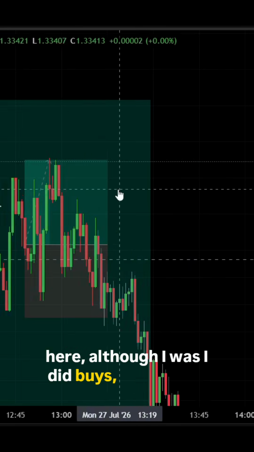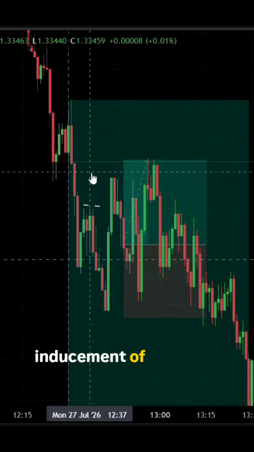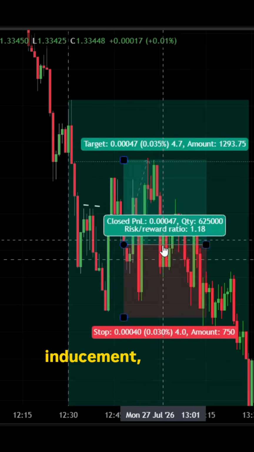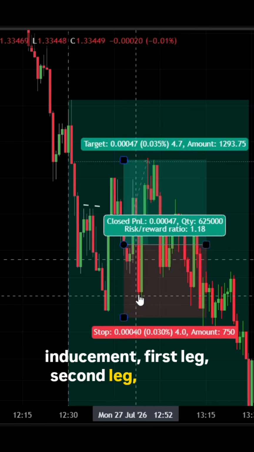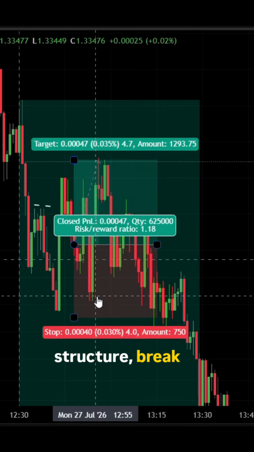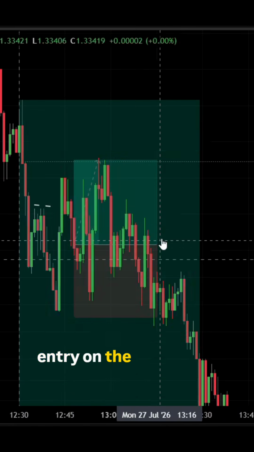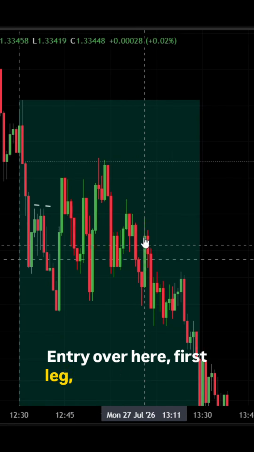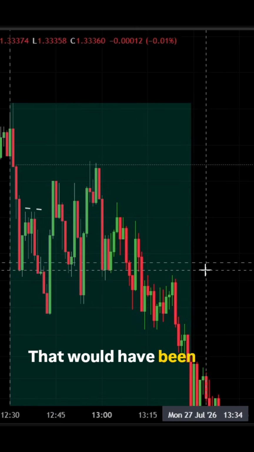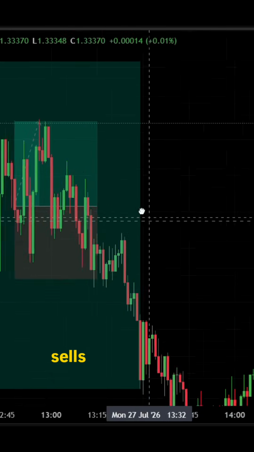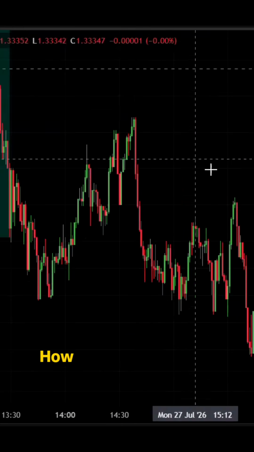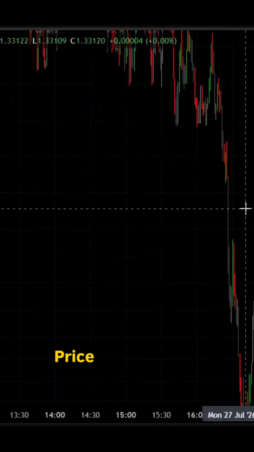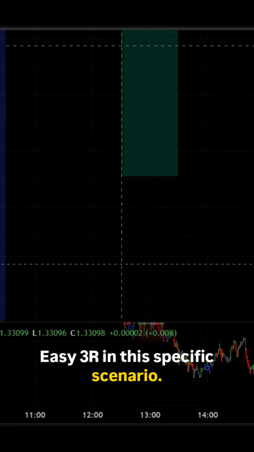Although I did buys here, this was an inducement of this local liquidity here. Inducement, first leg, second leg, break of structure here, and hence entry on the second leg right over here. First leg, second leg, entry over here. That would have been the entry essentially for sells. And look at the reaction, how good the reaction was. Price action gave a really good reaction, easy 3R in this specific scenario.